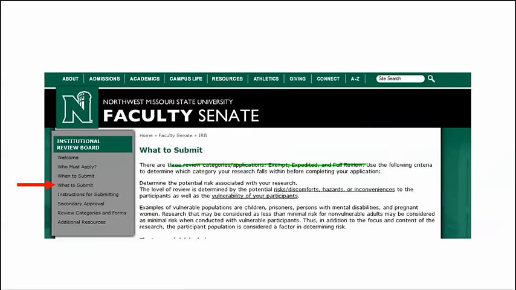We'll start with the information in the What to Submit section. The sections above that address many issues we've learned about earlier. At the top of the What to Submit page, we learn one very important piece of information. There are 3 categories for review. This is important because the different categories require different forms and go through different processes, so we can cost ourselves time by selecting the wrong forms.